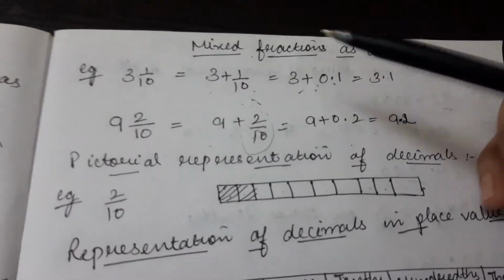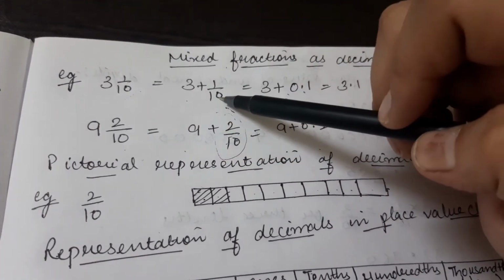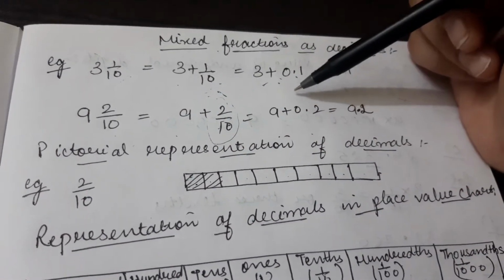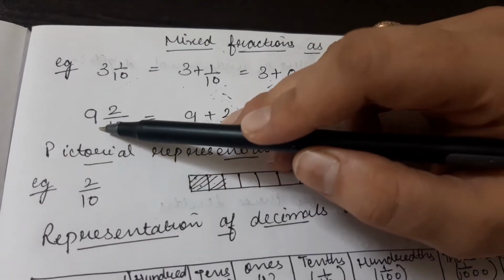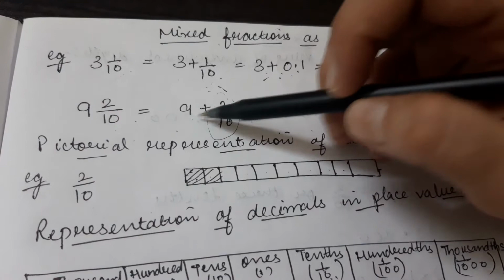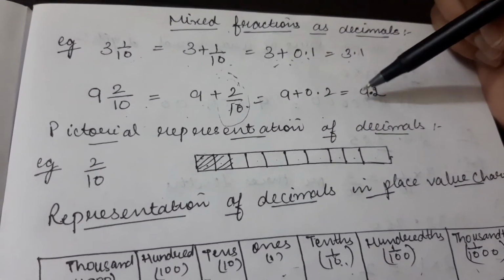Next is how we write mixed fractions as decimals. If I have the fraction 3 1 by 10, it means 3 plus 1 by 10. 1 by 10 means 0.1. So 3 plus 0.1 is 3.1. Similarly, if I have the fraction 9 2 by 10, it means 9 plus 2 by 10, or you can say 9 plus 0.2, which is 9.2.